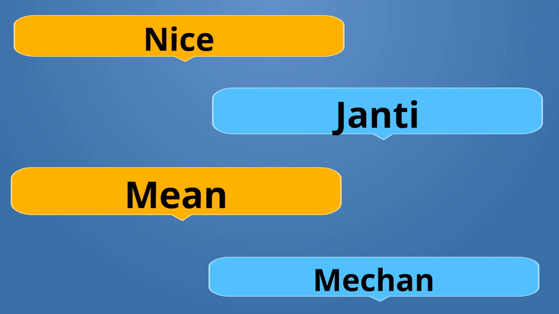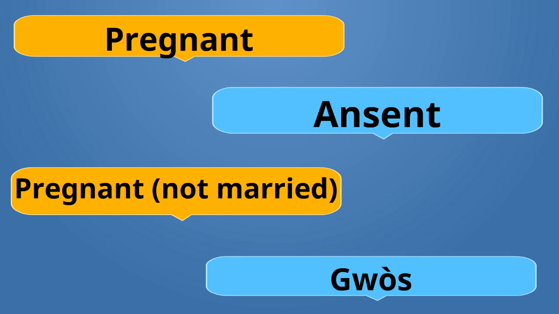There are two ways to say pregnant in Haitian Creole. Okay? The main word for pregnant is enceinte. But sometimes if someone's not married, they'll say grosse for pregnant. Gwas is a way to disrespect the pregnant woman, okay? It's a way to say that, yes, the person is pregnant, but the person's not married.